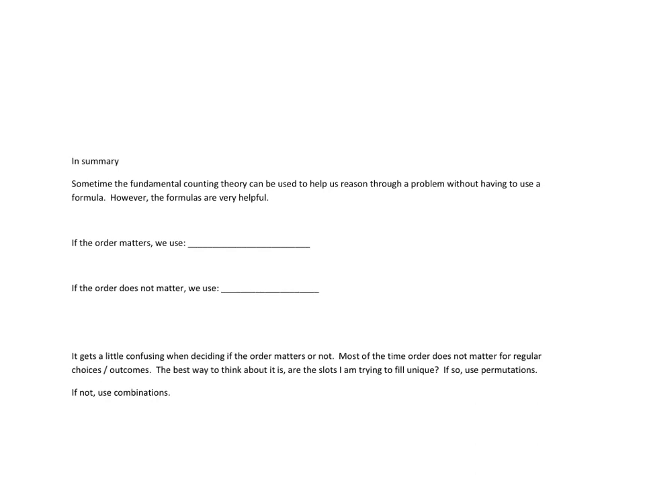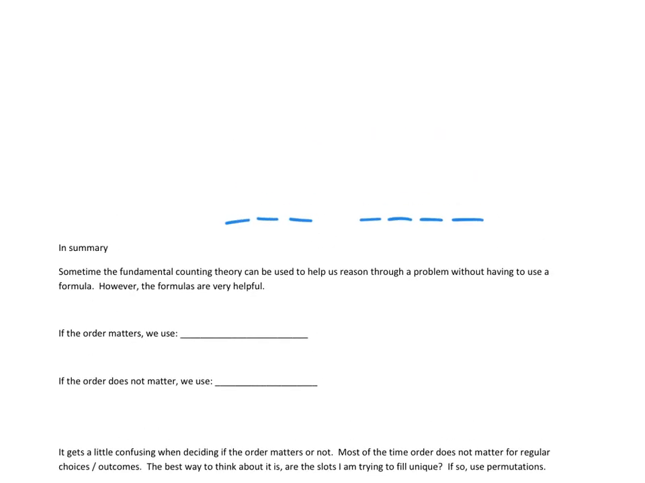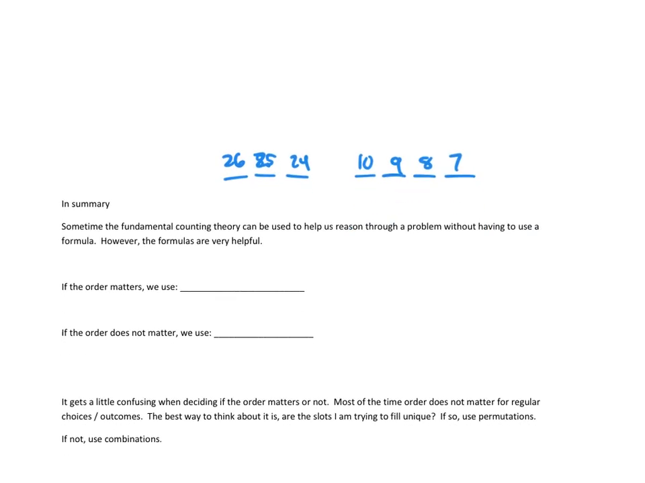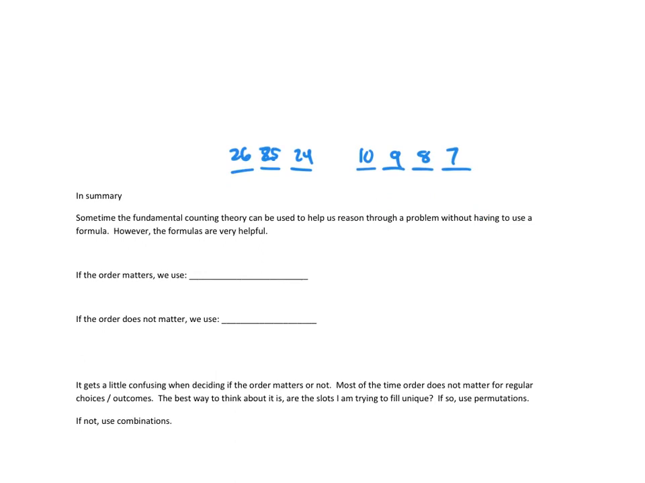Sometimes the fundamental counting principle can be used to help us reason through a problem without having to use a formula. However, formulas are very helpful. Without a formula, when we were doing license plates, we just drew it up. And you can do it other ways too, like when we said that there's 26 letters, then 25 letters, then 24 letters, and then numbers. There are ways to do those with formulas, but sometimes just writing out the number of slots and multiplying yourself can be helpful. But the other formulas are helpful too, like when we're dealing with larger numbers, such as Derby horses or ways to count groups out of 20 people in a classroom.